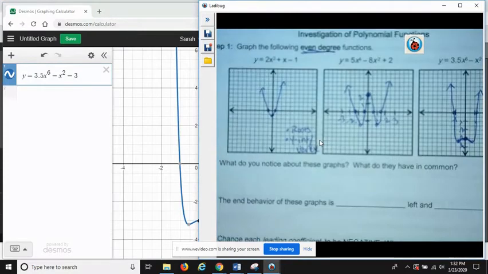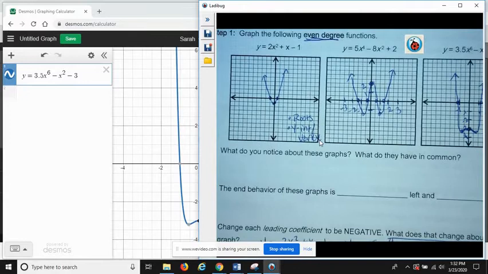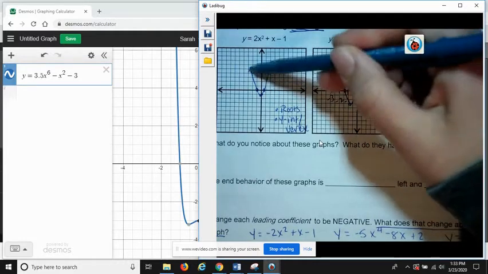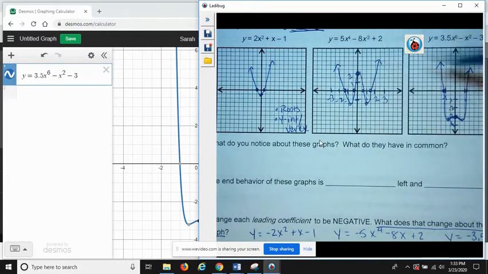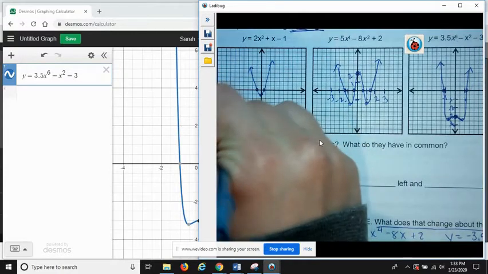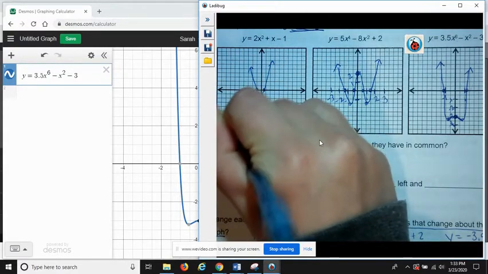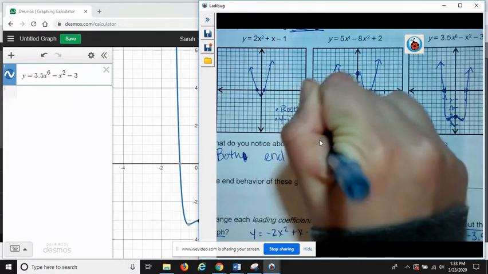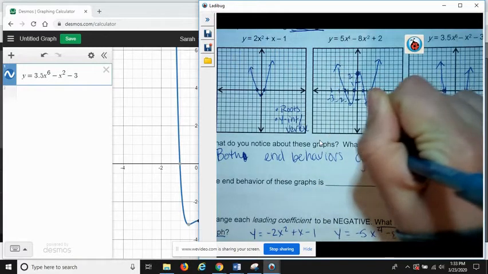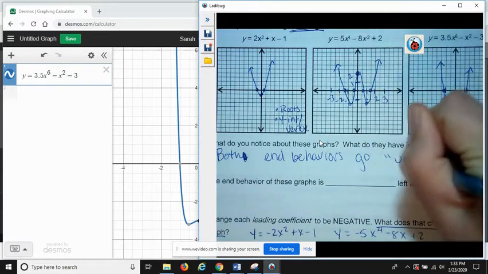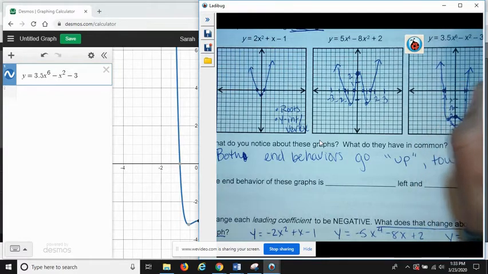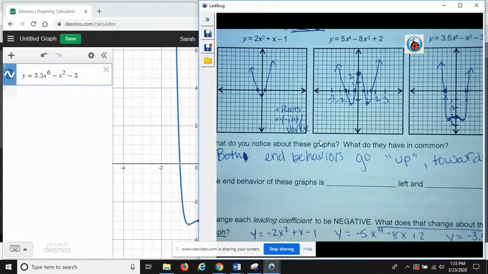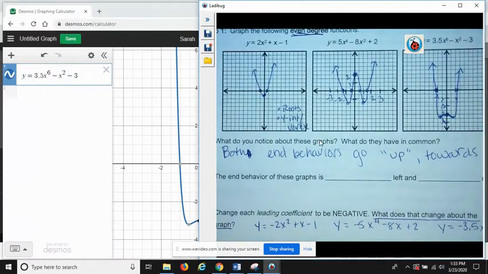It says, what do you notice about these graphs? What do they have in common? So the thing that all 3 of these have in common is that both of their endpoint arrows, or arrow ends, I guess, go up. So both end behaviors go up. Or you could say towards positive infinity. Okay, let me zoom out a little bit so that you can see.